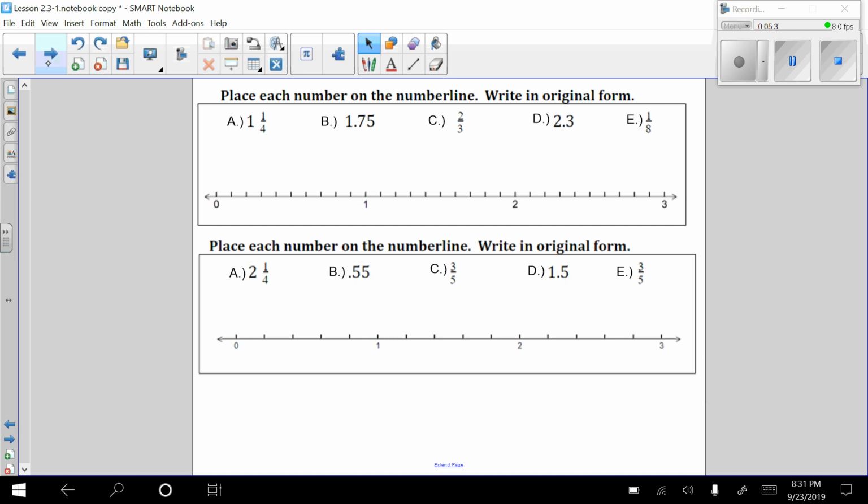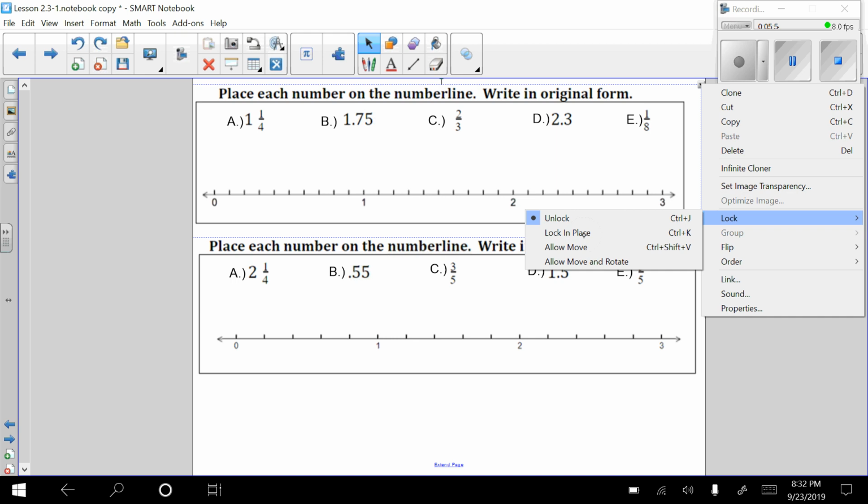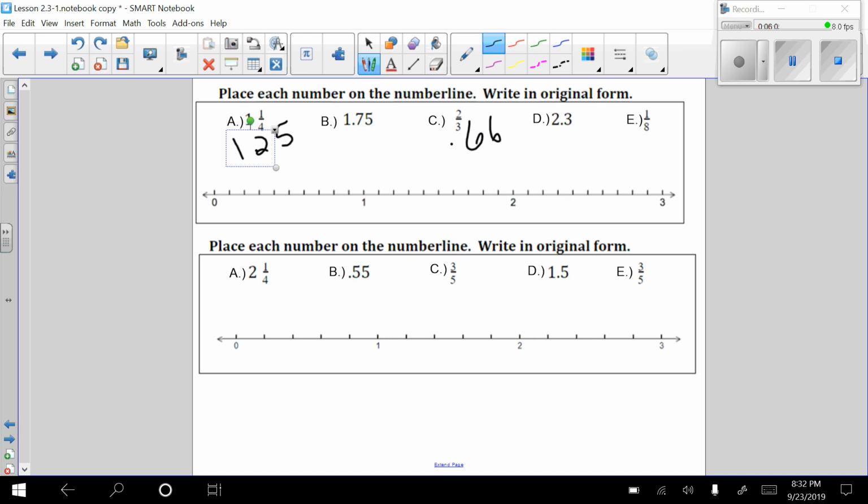Now, let's write some of these. Well, we know to put things on a number line, we need to change them to decimals. That is the easiest way to do this. So if I'm looking at the first one, 1 1/4, well, that equals 1.25. And then I have 1.75. 2/3 is about 0.66 repeating, and 1/8 is about 0.125.